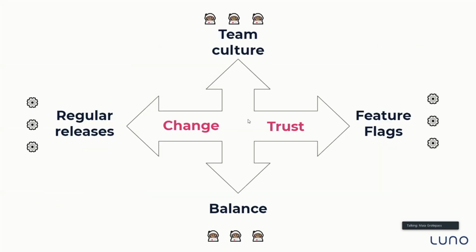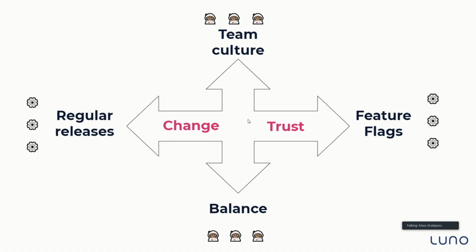So now I'll give you an overview of how this works. On the vertical axis, we have the team culture and the balance of the developer time. And on the horizontal axis, I've got the processes. So what you want is to change. When you need to change, you need to be able to change, and the team and the developers need to feel as if they can change.